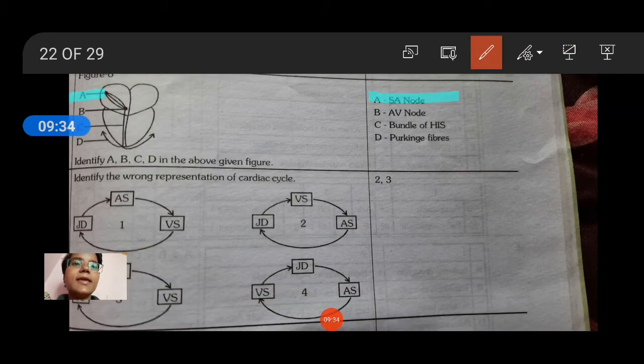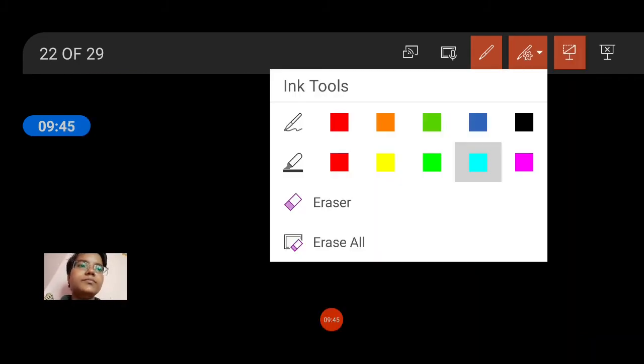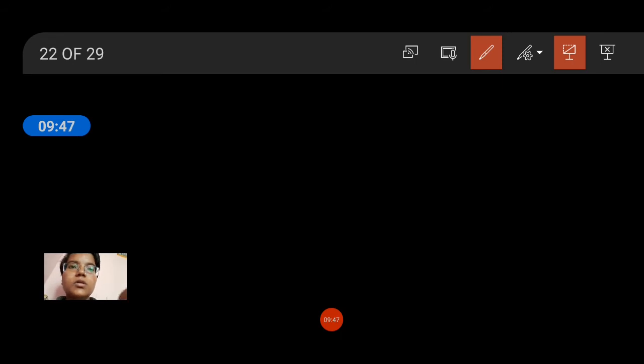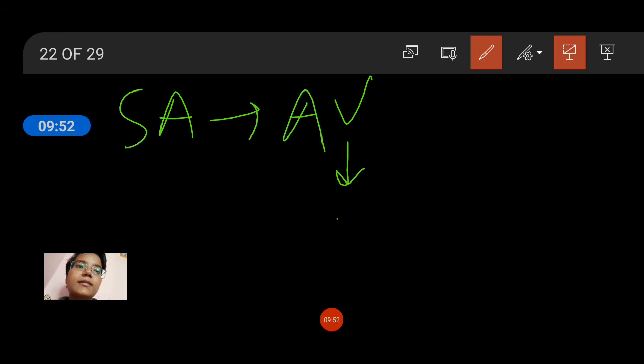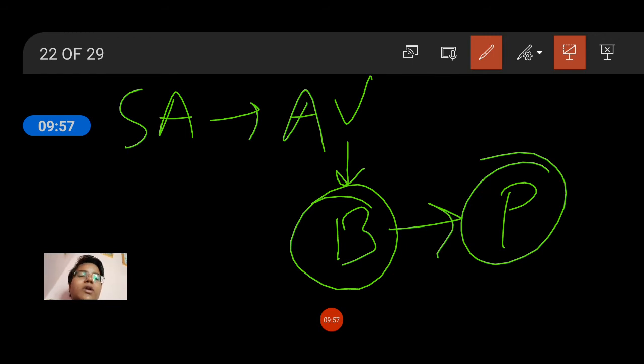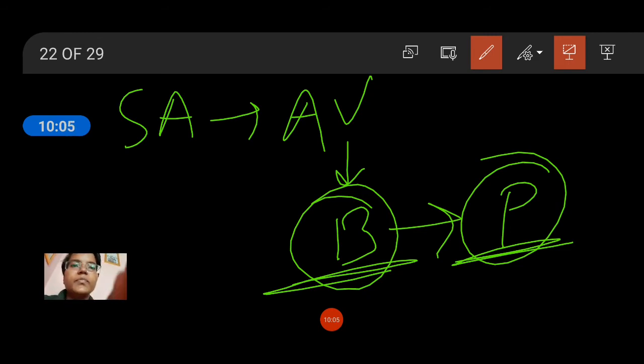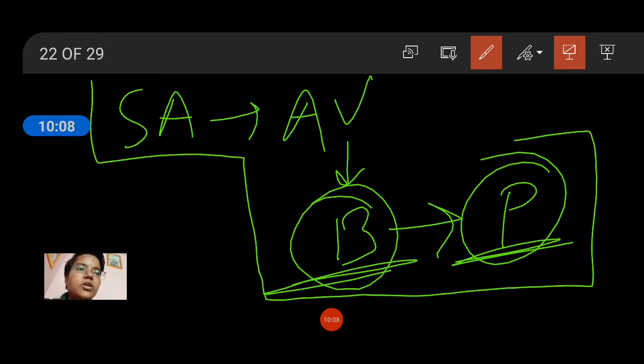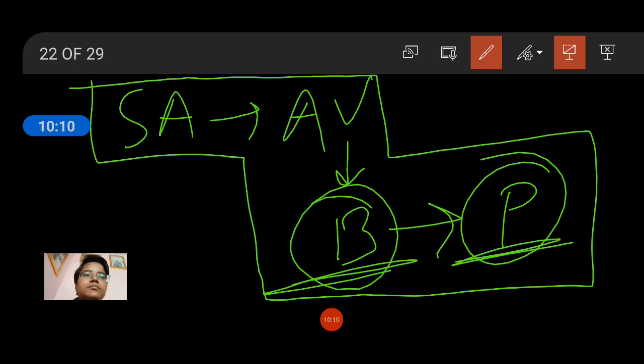A is SA node, B is AV node, C is bundle of His, and D is Purkinje fiber. You can learn this easily. Firstly the SA node, then the AV node, and then learn it by B and P: B for bundle of His and P for Purkinje fiber. B for BP, blood pressure, or bundle of His and Purkinje fiber. You can learn it by this trick, BP. This is how transmission occurs.